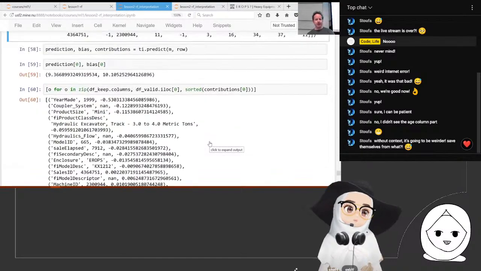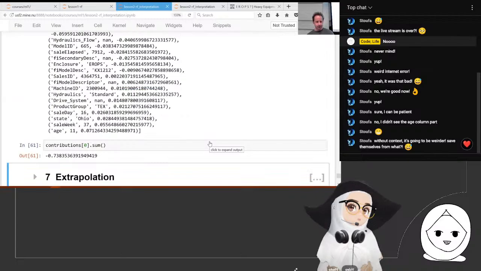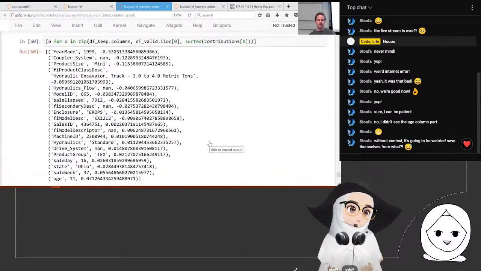But the basic idea, this was the last of our key interpretation points, and the basic idea is that we want some ability to not only tell us about the model as a whole and how it works on average, but to look at how the model makes predictions for an individual row. And that's what we're doing here.